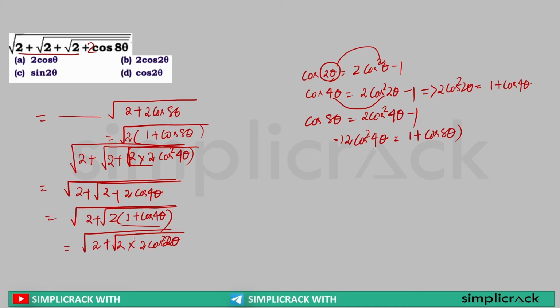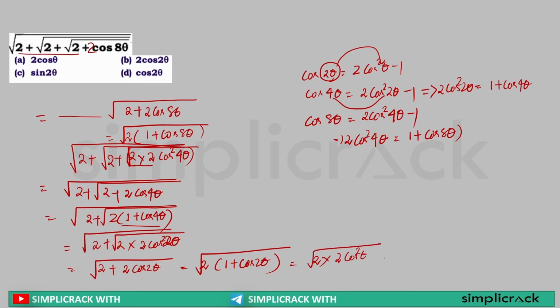Now sir, 2 2s are 4, cos square 2 theta, square root of that will be 2 plus 2 into cos 2 theta, square root of that. Now again I will take 2 common, what is remaining? 1 plus cos 2 theta, square root of that. Sir, this can be written as 2 into 1 plus cos 2 theta, which is equal to 2 cos square theta. 2 cos square theta, square root of that. That means 2 to 4, square root of that is 2, and cos square theta square root is cos theta. So what is the answer? Answer is sir 2 cos theta.